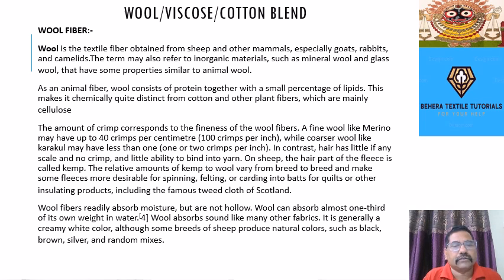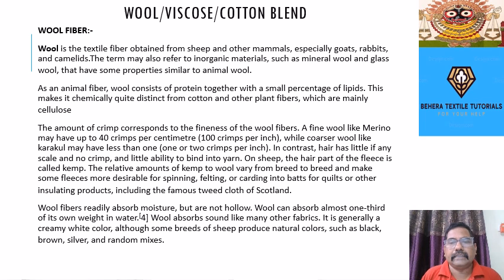The amount of crimp corresponds to the fineness of the wool fiber. A fine wool like merino may have up to 40 crimps per centimeter or 100 crimps per inch, while coarser wool like Karakul may have less than 1 or 2 crimps per inch. In contrast, hair has little, if any, scale and no crimp, and little ability to bind into yarn. On sheep, the hair part of the fleece is called kemp. The relative amounts of kemp to wool vary from breed to breed and make some fleece more desirable for spinning, felting, or carding into bats for quilts or other insulating products, including the famous tweed cloth of Scotland.